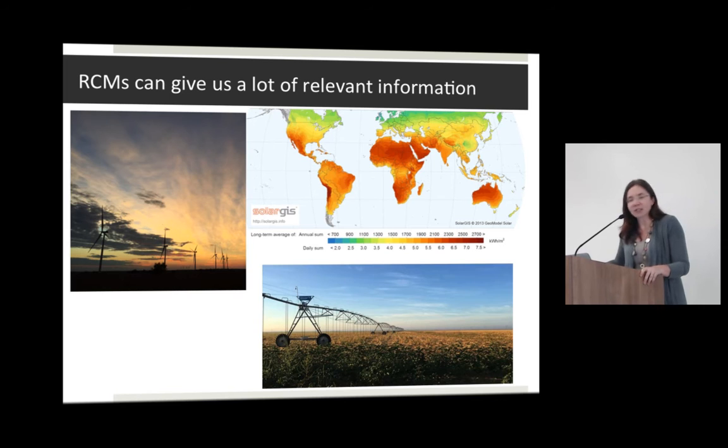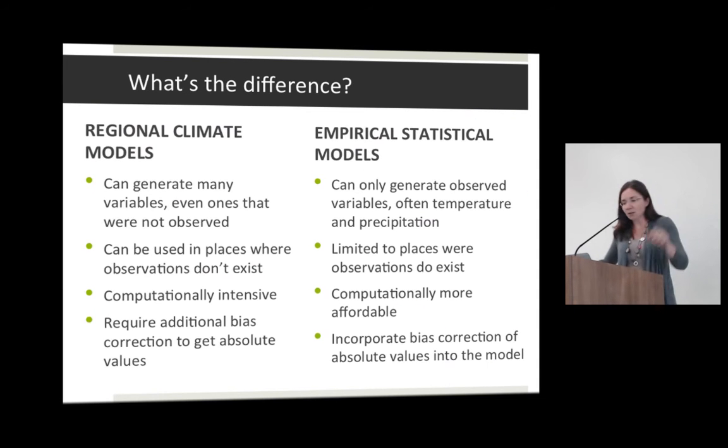But they have some drawbacks too. Compared to statistical models, number one, they can generate a lot more variables, even ones that weren't observed. So if I'm doing climate projections for the middle of Africa, I have a choice. I can use one weather station or I can use a regional climate model. I can bet you I would be using a regional climate model. They can be used in places where observations don't even exist. But they're computationally intensive and they still have to be bias corrected if you want to use the absolute values that come out the other end.